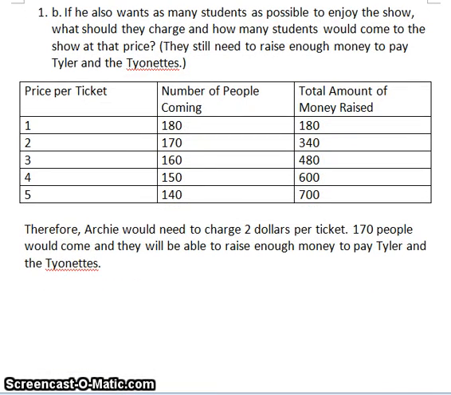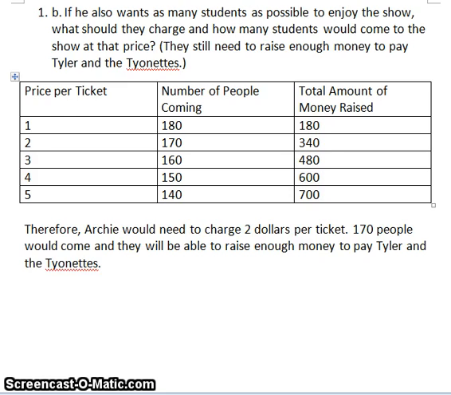For 1B, I decided to create a table, and so the first column here is the price of the ticket. I went until $5 because I found the answer in the beginning. And then the second column is number of people coming, and the last one is total amount of money raised. As you can see, the number of people decreases as the price of the ticket increases, and the total amount of money raised is increasing up to 5 on this table.